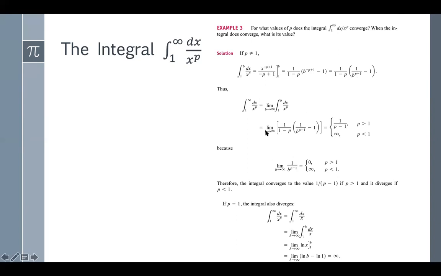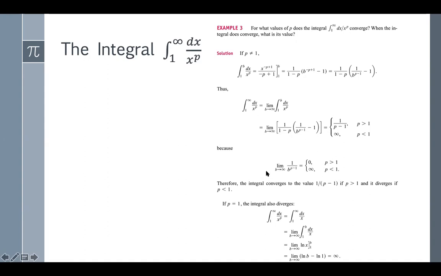So when we take the limit as b increases without bound of that expression, that limit comes out to either 1 over p minus 1 if p is greater than 1, or infinity if p is less than 1. And that's because the limit as b approaches infinity of 1 over b to the power p minus 1 is 0 if p is greater than 1, because in that case, this exponent is positive. However, if p is less than 1, then that limit is infinite.